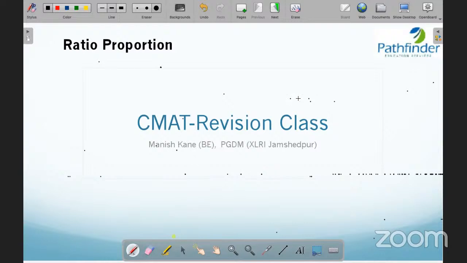Hello and welcome to this revision session on ratio and proportion. If you're a CMAT aspirant, please stay with me for another 1 hour, and we'll have some wonderful questions solved, similar to the questions which have appeared in the CMAT exam before. So just stay with me, and we are about to start.